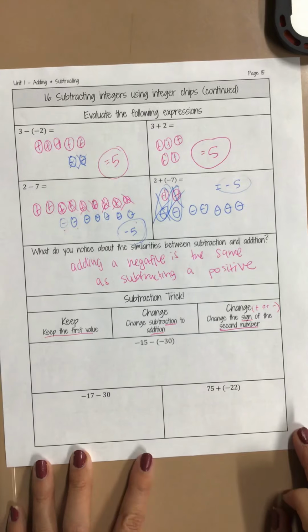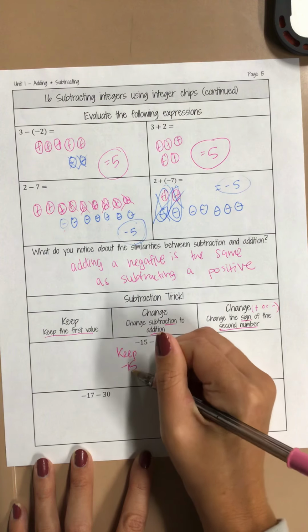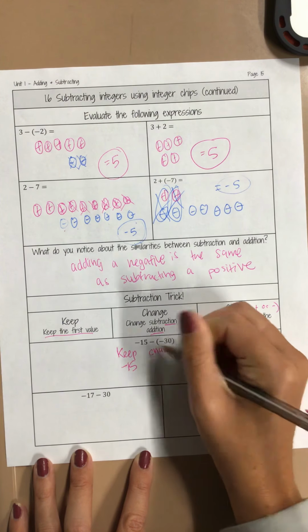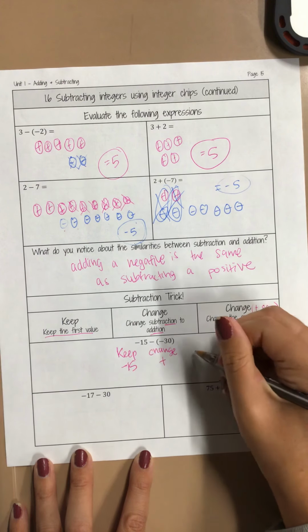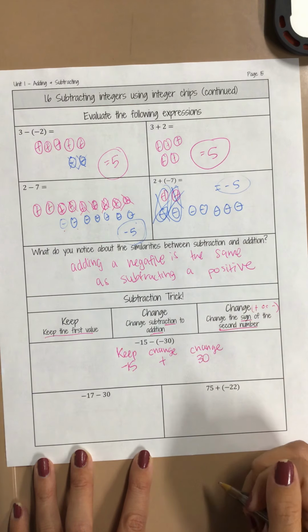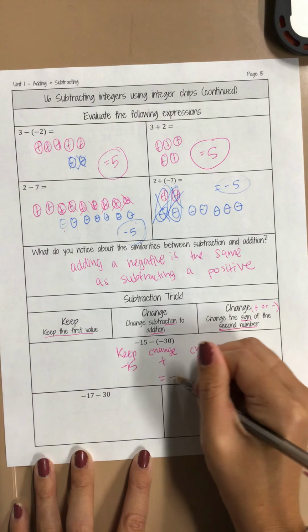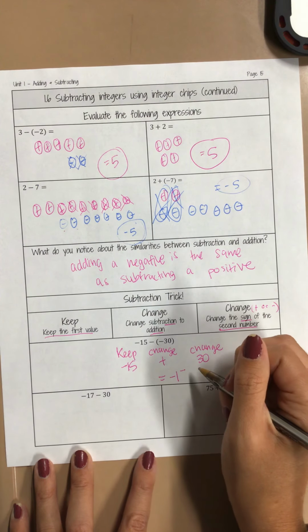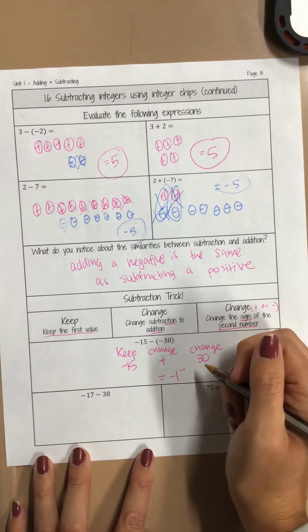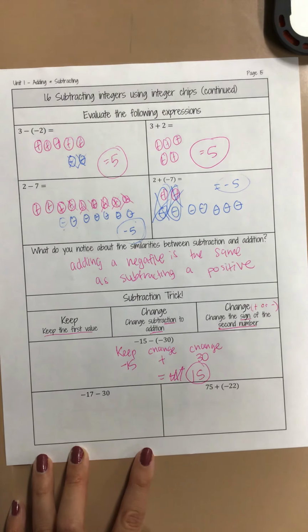So keep, change, change. So I'm going to keep negative 15. I'm going to change the subtraction to an addition, and I'm going to change the negative 30 to a positive 30. So now I have negative 15 plus 30, and that gives me, that should be positive 15. So negative 15 plus 30 would be positive 15.